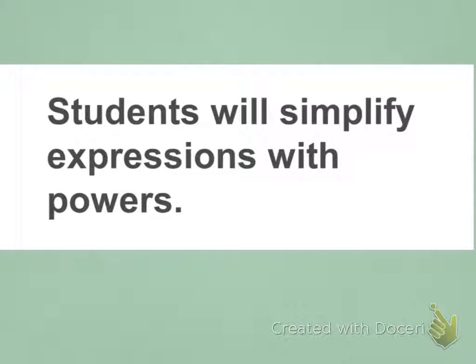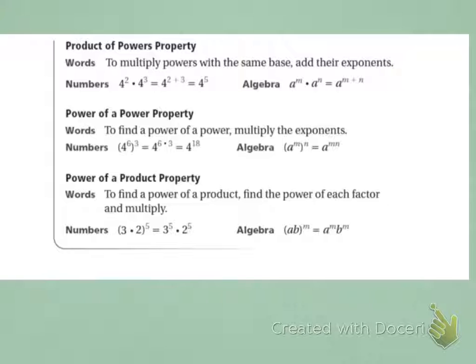Today I'm going to teach you how to simplify expressions with powers. Okay, so there's some notes you need to take down. The product of powers property. This property states to multiply powers with the same base, add their exponents. So the same base is 4, and you see the exponents, second power, third power. So you add 2 plus 3, which is 4 to the 5th power.